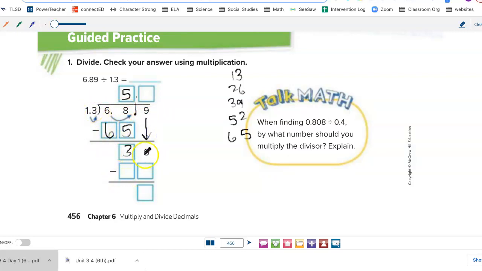How many times can 13 go into 39? Well, it goes in 3 times. 3 times 13 is 39. Subtract, and I get 0. So 6 and 89/100 divided by 1 3/10 is 5 3/10. All right, let's turn the page.